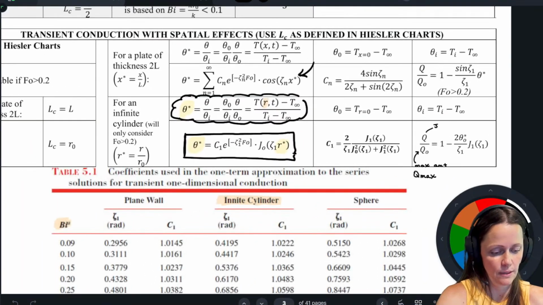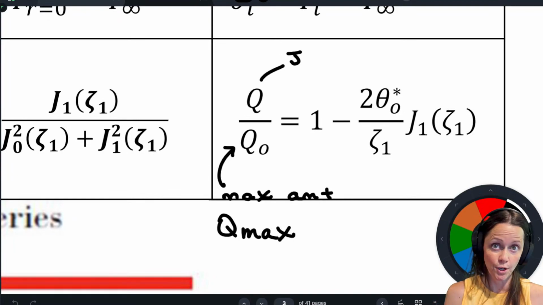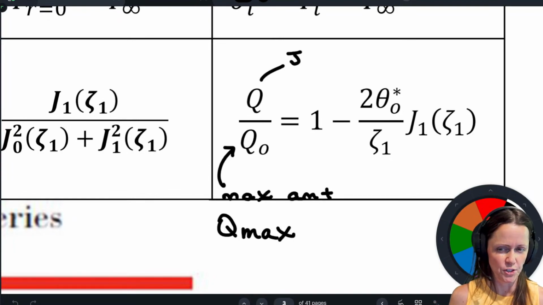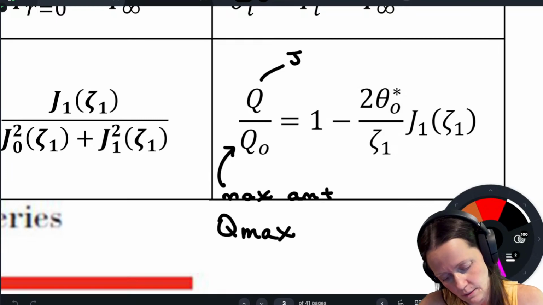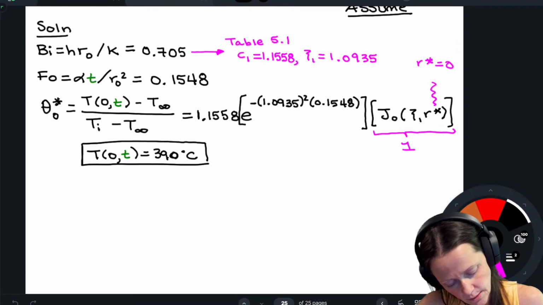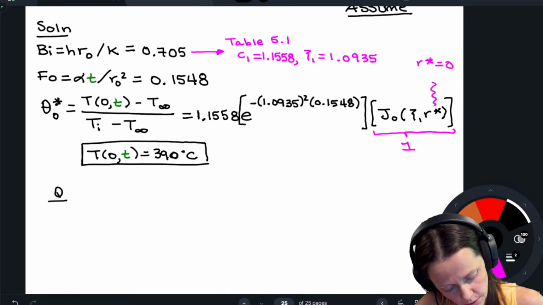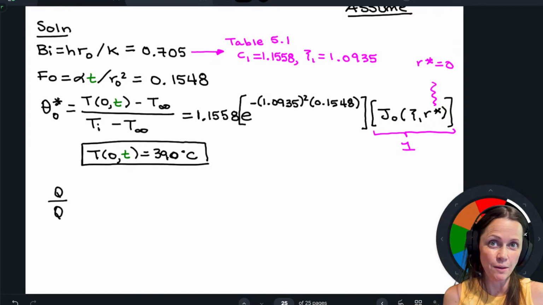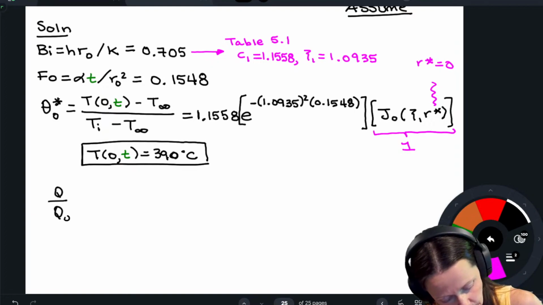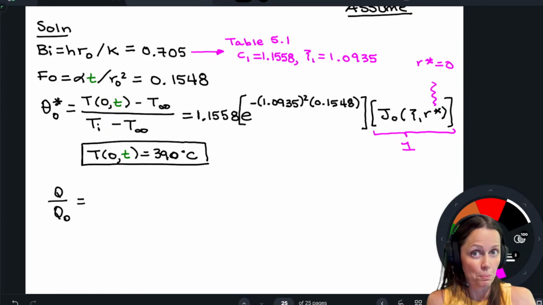There we go. So it's the one that's over here, this guy. So I'm going to copy that and put it right on my equation sheet, and then I'll see if I can kind of manipulate them. So I have Q over Q naught. Remember that Q naught is the same thing as Q max. Okay, I'll call it Q naught, but again, it's Q max.